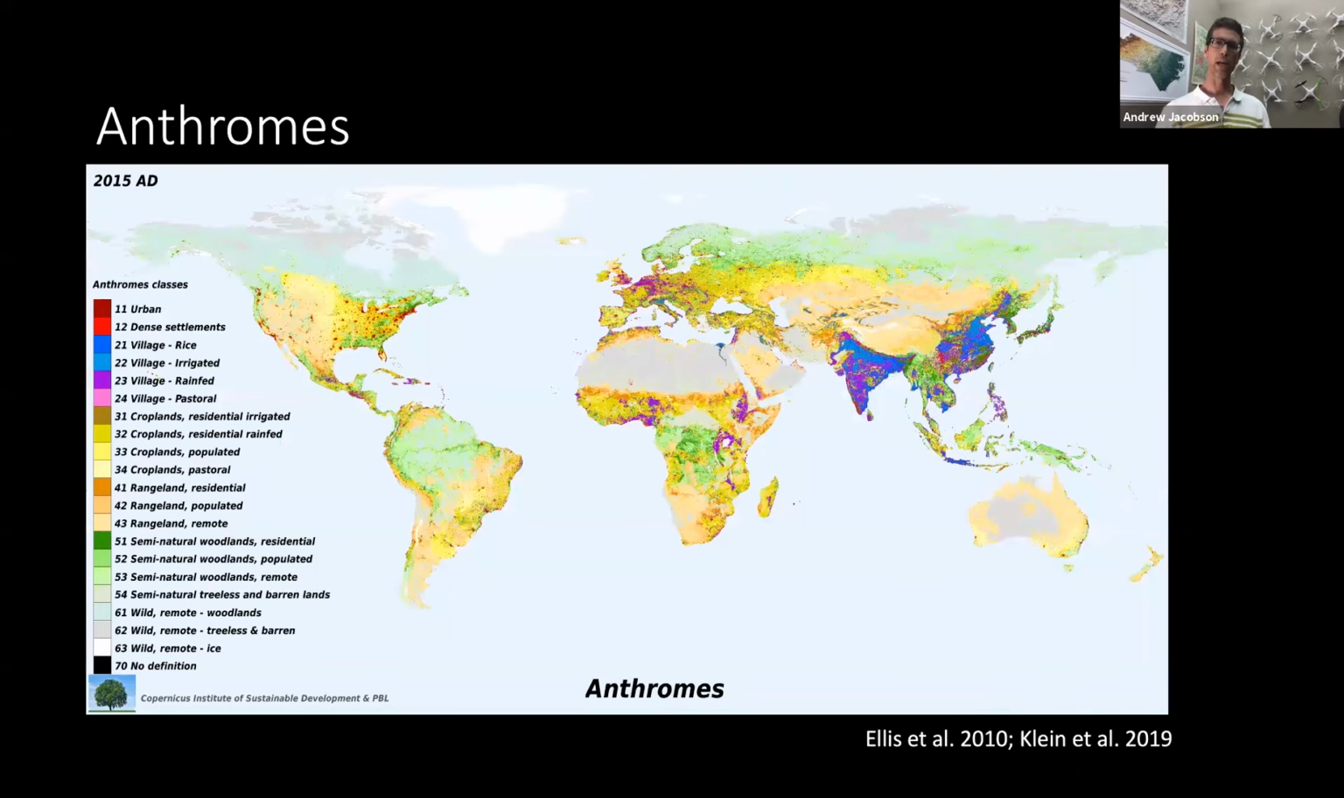Another map that we looked at was Anthromes. This is a pretty different approach. This is a categorical map. This was a really important conceptual step in mapping human influence in that Erle Ellis, a researcher from University of Maryland, Baltimore County, integrated human systems in with natural systems, or ecosystems or biomes. So he's integrating urban areas or cropland areas with the biomes or ecosystems that they were residing within. So it wasn't just cropland, it was cropland within a matrix of grasslands, or cropland within a matrix of tropical rainforest, for instance, things like that.